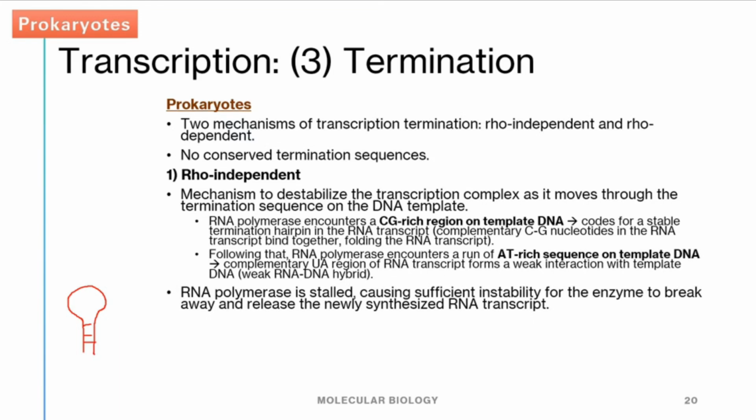And moving on, it then encounters another region of the template DNA, which is AT rich. So it's going to form another region here, which has very weak interaction with the template DNA. Now this hairpin structure is going to cause the RNA polymerase to stop moving ahead.